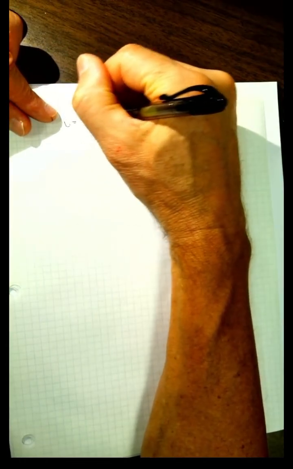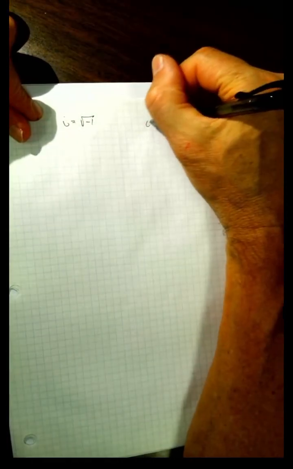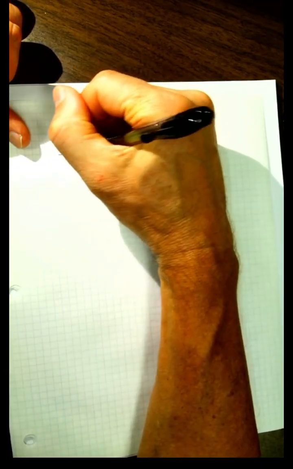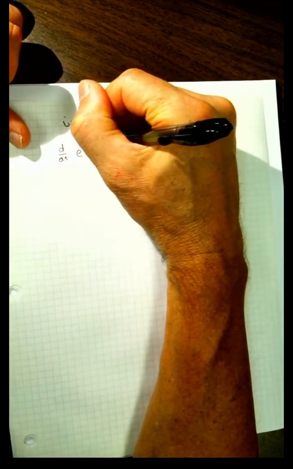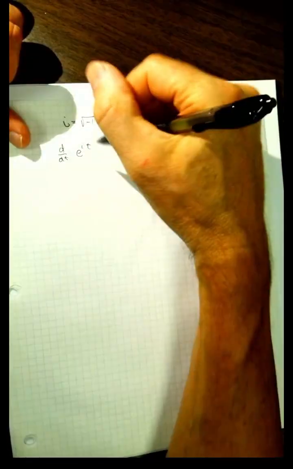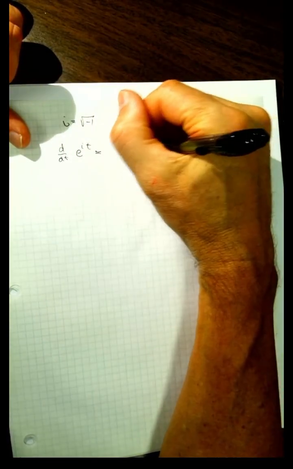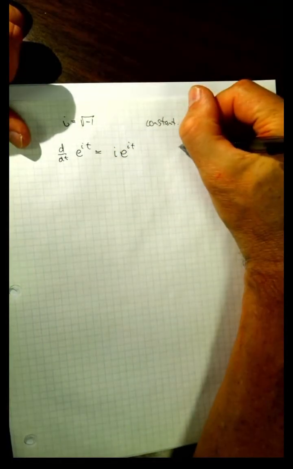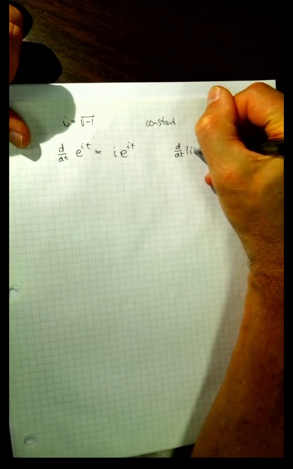Well, we defined i to be the square root of minus 1. It's just some constant number. What does that mean? That means if I take the derivative of e to the it, since it's a constant, it's just going to be e to the it times the derivative of the exponent, which is going to be i. And that's because the derivative of it is just i times the derivative of t, which is 1.